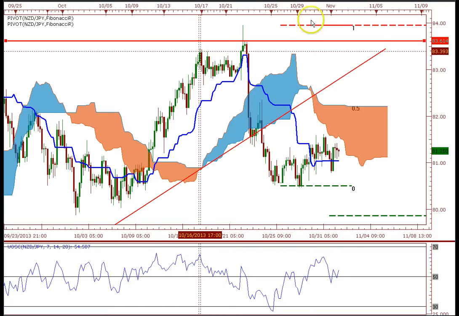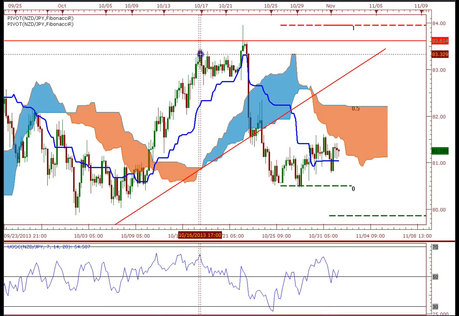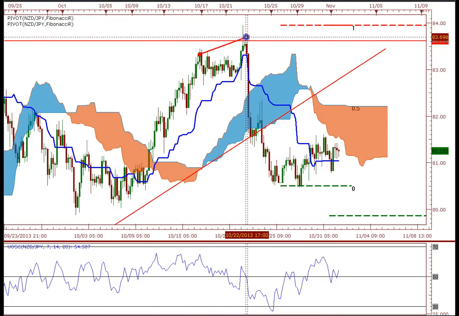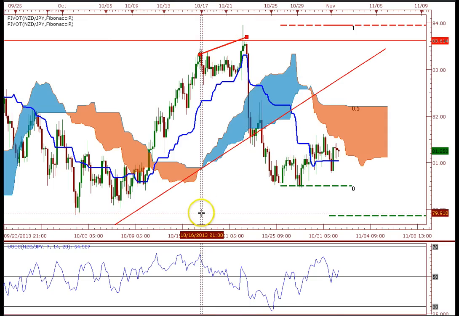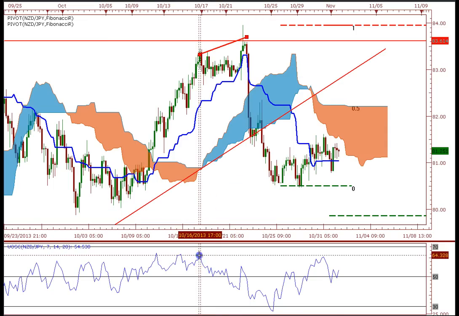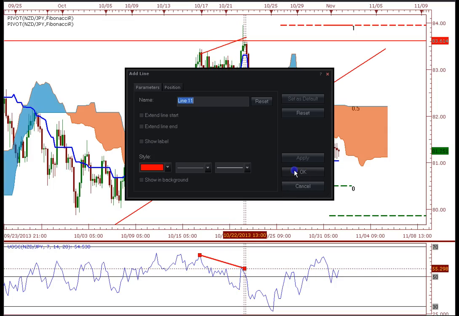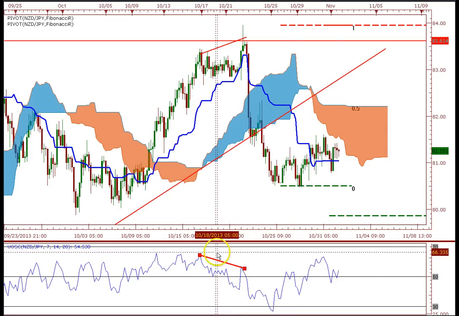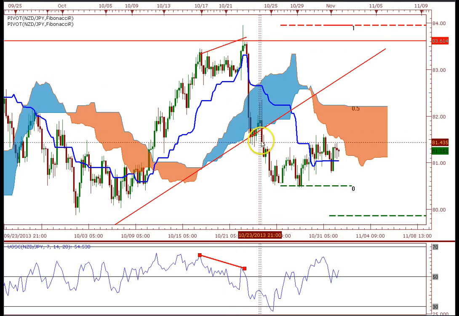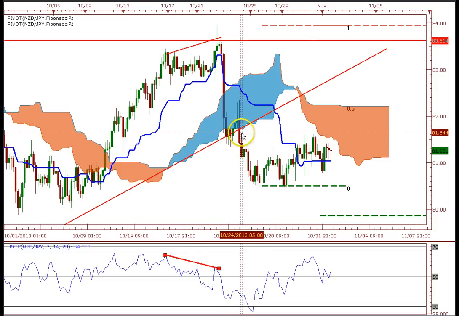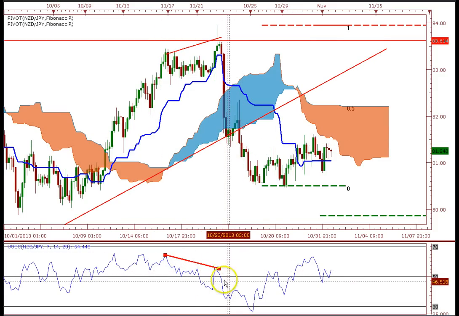Here's the high. We'll draw another line so you can see it clearly. From this high to this high, price is going higher. But the indicator, from this high to that high, is lower. So we see that, and we know that we want to go short when we break the cloud and we break this trend line. So you can see this bearish divergence.